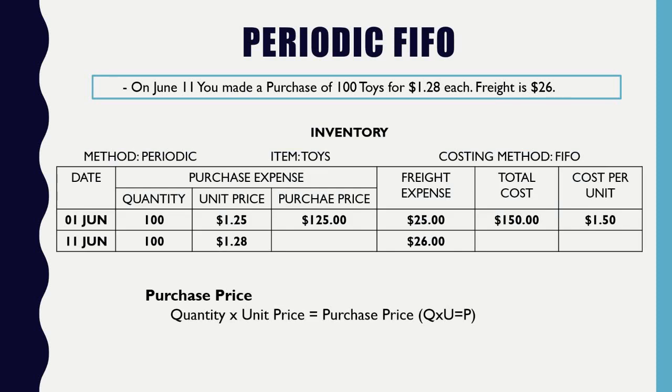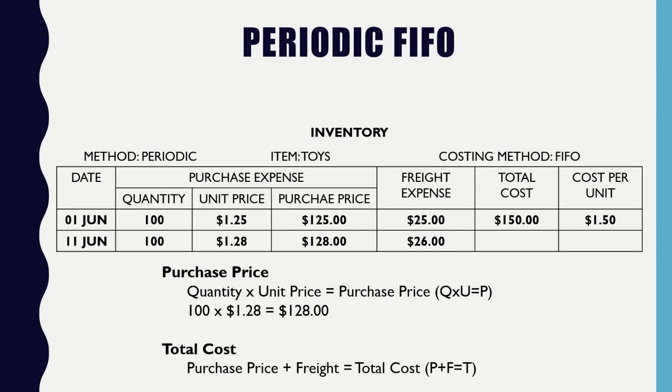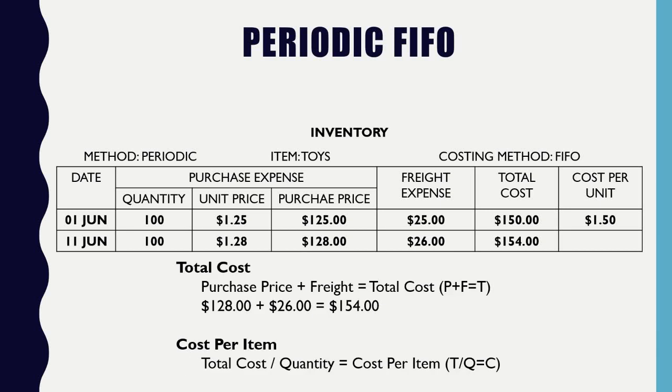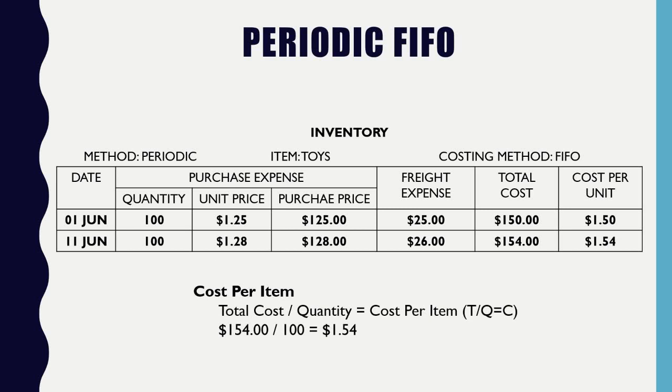So that's exactly what I'm going to do. I'm going to plug those numbers back into my inventory worksheet, because now I made an additional purchase of inventory. So here I plug in my 100 toys. I plugged it in for $1.28, which gives me a total purchase price of $128, plus my freight of $26 to give me a total cost of $154. Now I need to determine my cost per item. In this case, it's going to cost me $1.54 because 154 divided by 100 gives me $1.54.